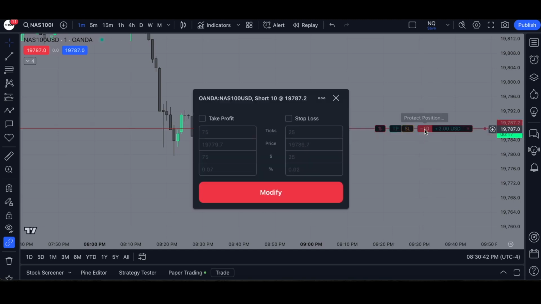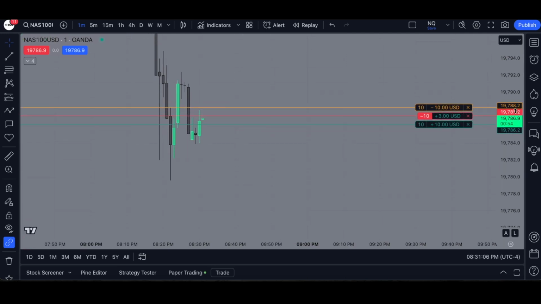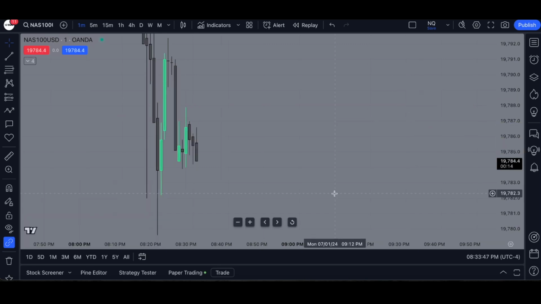Now let's practice protecting the position using risk management. Take profit, let's say we want it to be 10 ticks. Our stop loss, we want to be 10 ticks. So this is just a 1-to-1 ratio. When you place that, you can see that new limit orders were placed. This will be your stop loss, and this will be your take profit. As you can see, take profit was hit, getting us out of the trade.